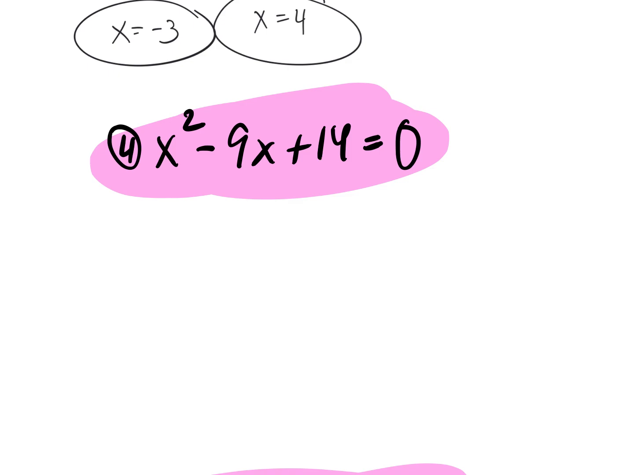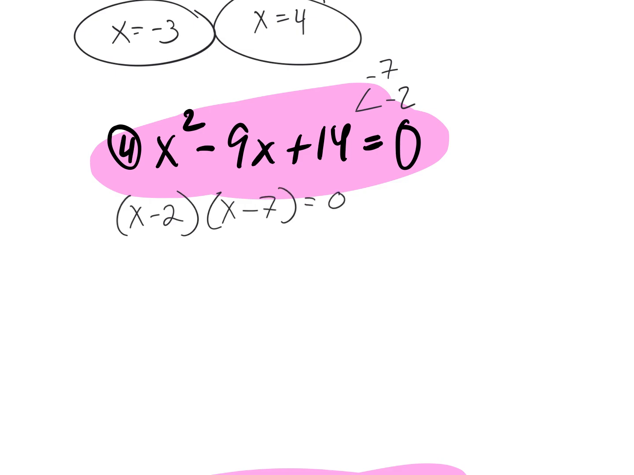All right, for 4, we need factors of 14 that add up to 9. The factors of 14 that add up to 9 are 7 and 2, both being negative. They add up to negative 9, which is what we're looking for, and they multiply to positive 14, which is what we're looking for. So this is going to be (x minus 2)(x minus 7) is equal to 0.